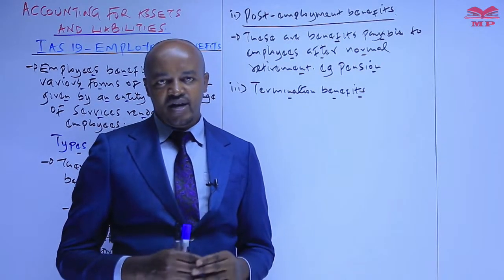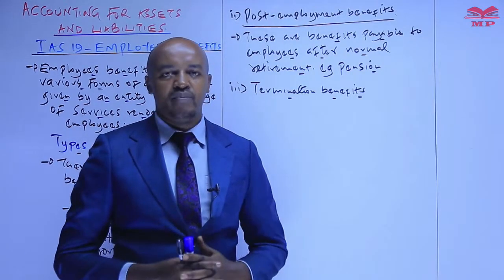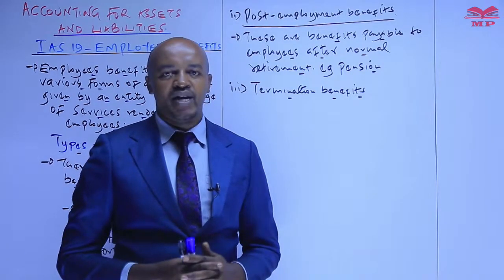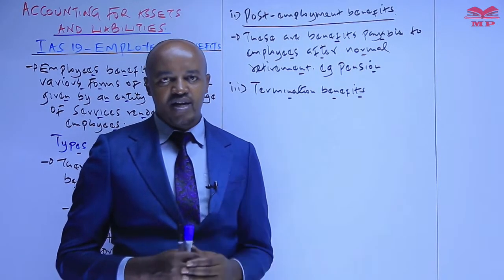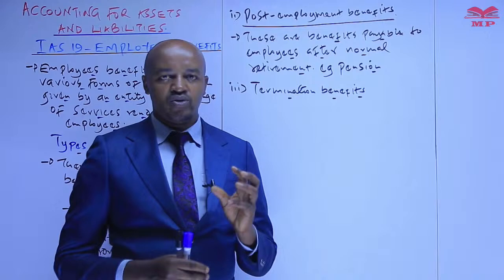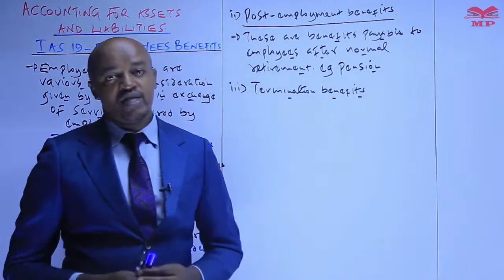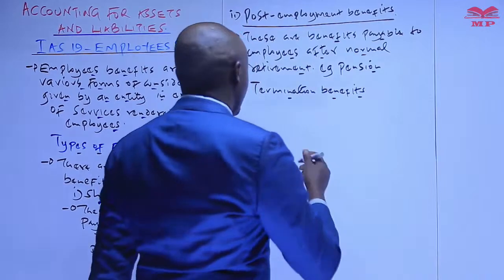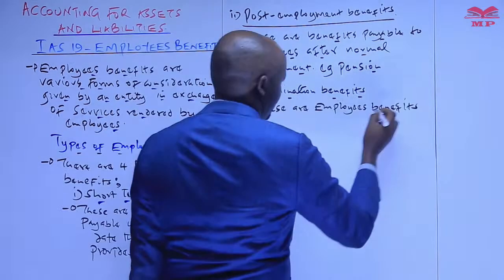A company may be undertaking restructuring, maybe to reduce the operating cost, and therefore the company intends to retrench some of the employees. So those particular employees will be retrenched automatically. They're entitled to some benefits which are known as the termination benefit.